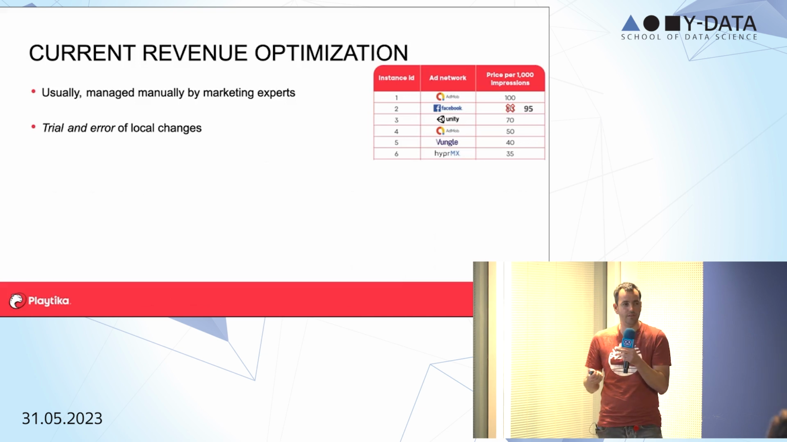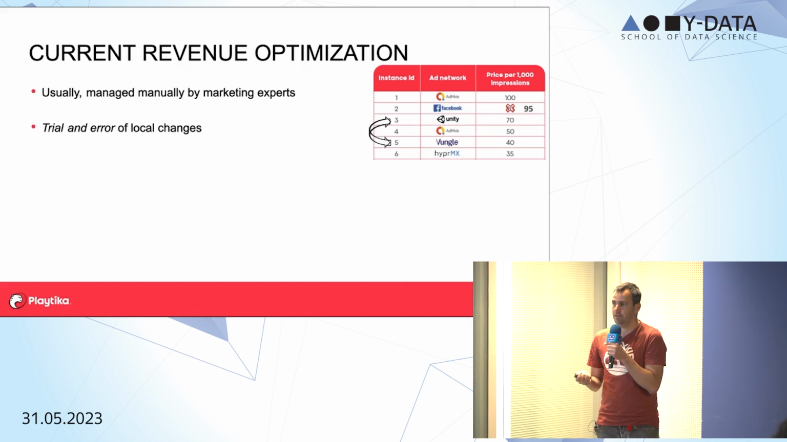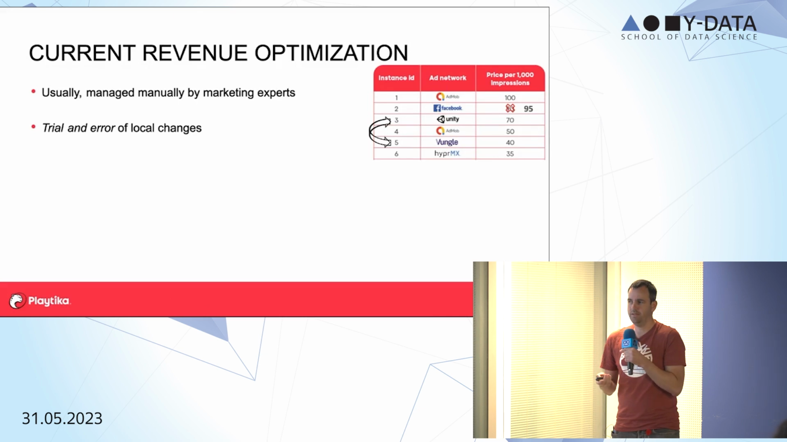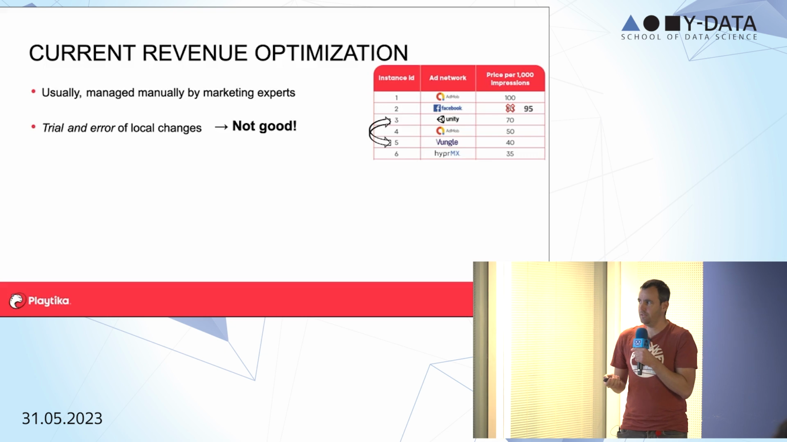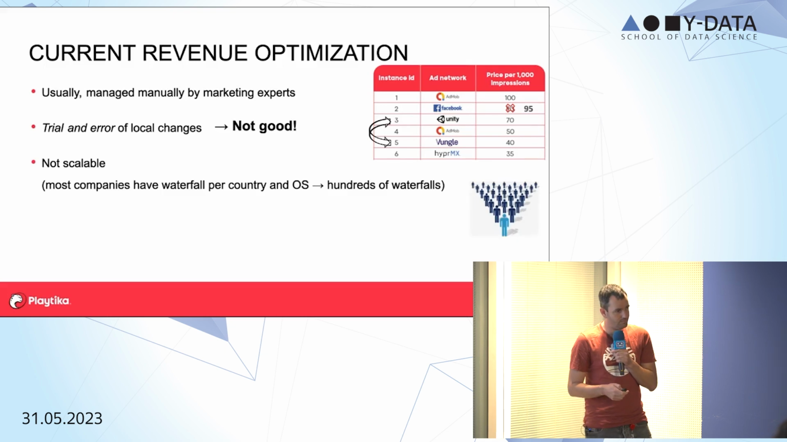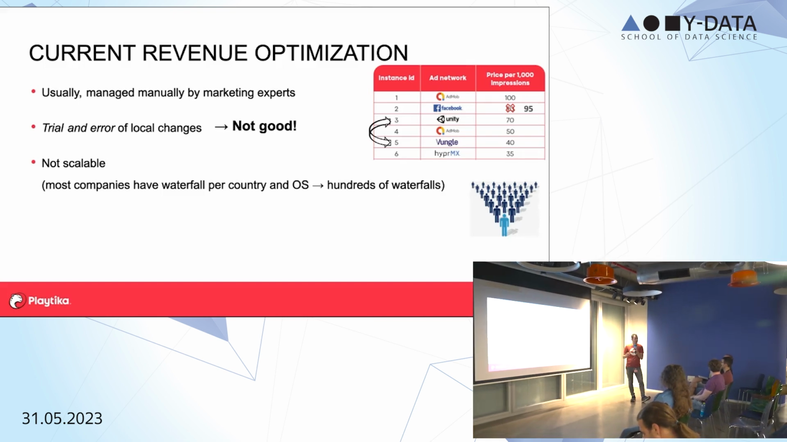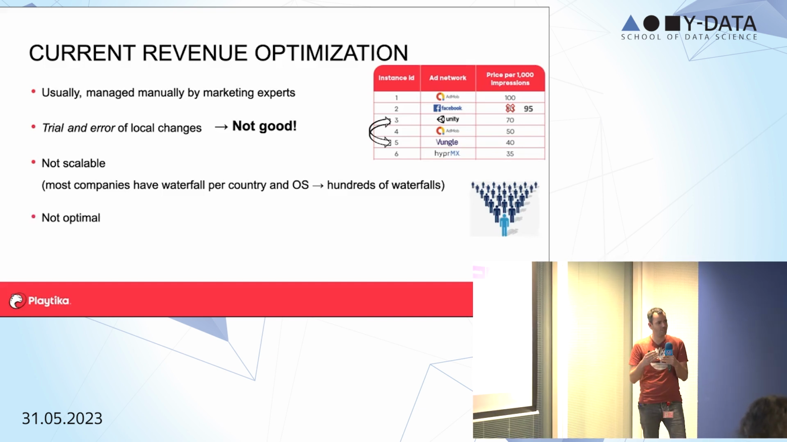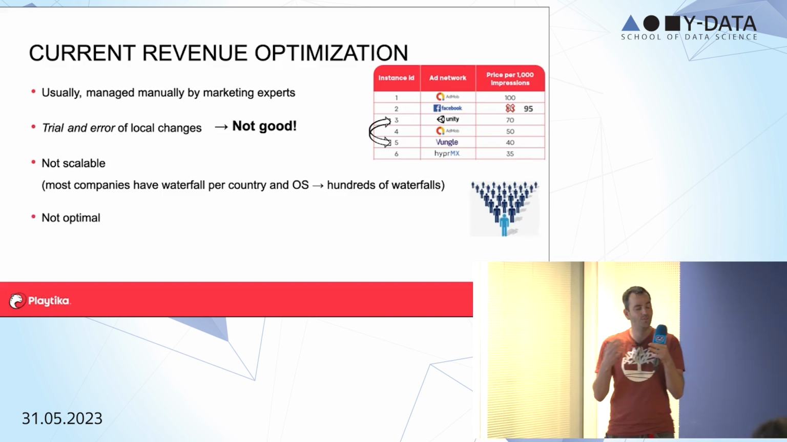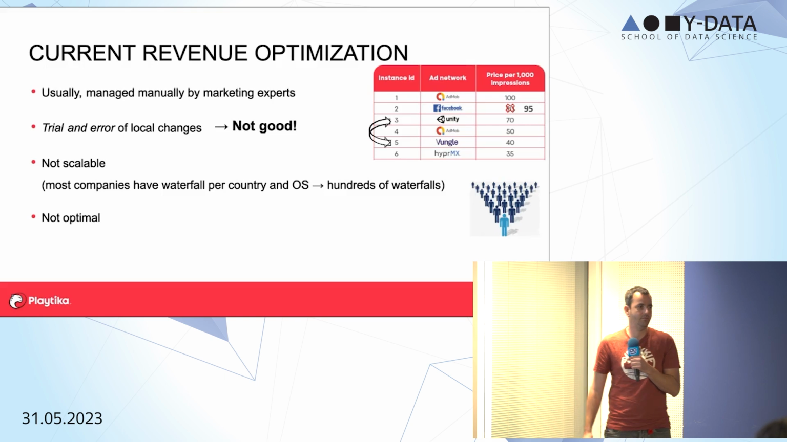It's not scalable. Just in Playtika, we have like hundreds of waterfalls. Usually it's per country and OS, so as I said, it's really not scalable. And of course, it's not optimal. Yes, do you do the trial and error once a day? Usually like every 3 days. This is the requirement of the ad network because they also apply a learning algorithm from their side, so they can force you not to make any change for at least 3 days or 7 days, depending on the network.